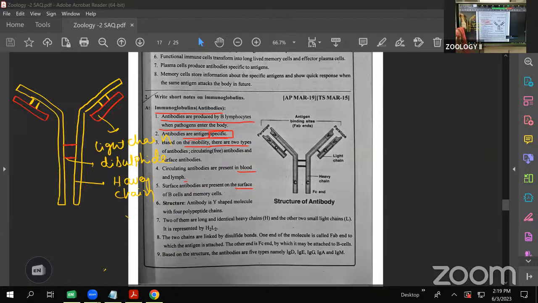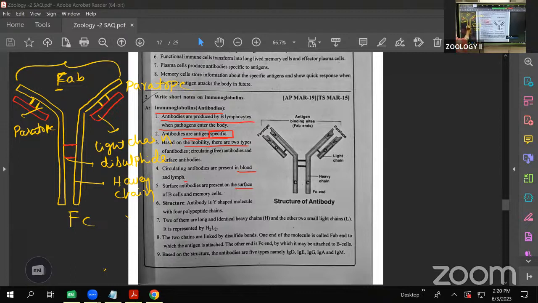And this place, the upper Y-shaped part, is called the FAB, which means the antigen binding site. This one is one paratope, and this side is also one paratope. They are useful for the binding of the antigen. That's why we call it FAB, fragment of antigen binding. Next is the FC. What does FC mean? The fragment of the cell binding.